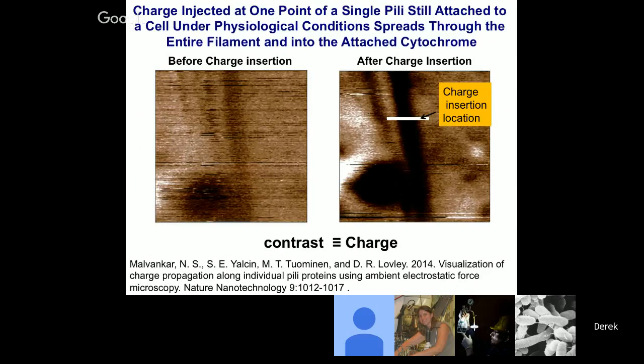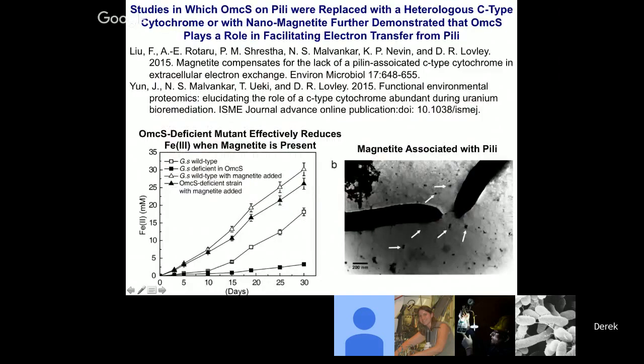This is electrostatic force microscopy again. Now, in this case, it's showing dark when the charge propagates. It's just another way to visualize it. So on the left is before charge insertion. Then on the right is when the charge is injected into, in this case, the pili, as shown by the white line. And you can see that charge propagates not only all along the pili, but also into this OMCS cytochrome that is attached. So we think that the charge propagates along the pili to OMCS.